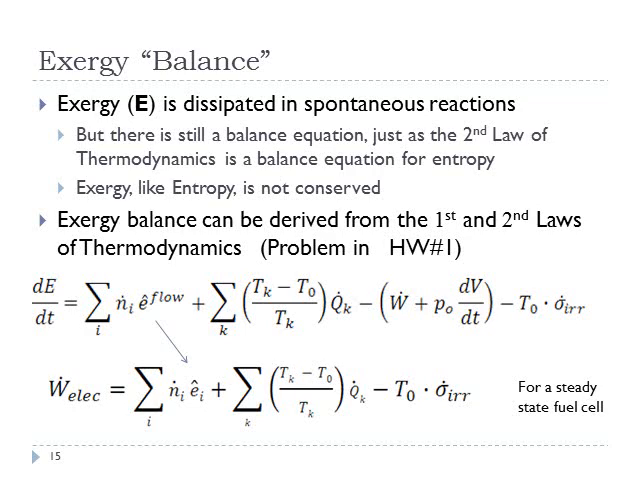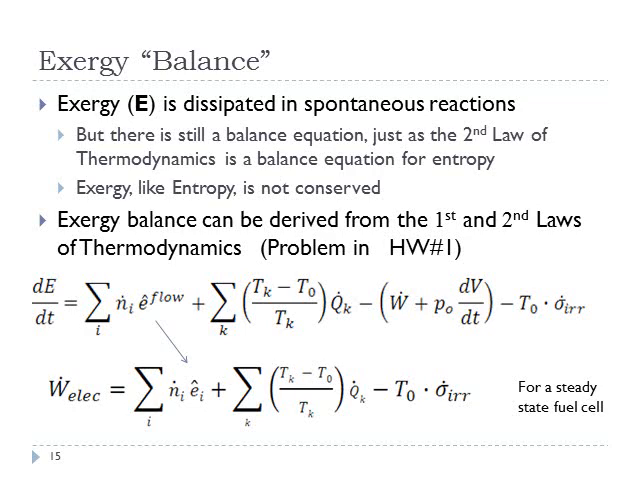And then there's going to be a term minus T naught times sigma dot irreversible. So you arrange that, and what you find is the amount of electrical work leaving the system is equal to the exergy entering minus exergy leaving, plus the term for any heat that's entering or exiting, and minus T naught times sigma dot irreversible. So this is the main thing we're going to be finding, is that the amount of work is going to decrease as the irreversibility increases.